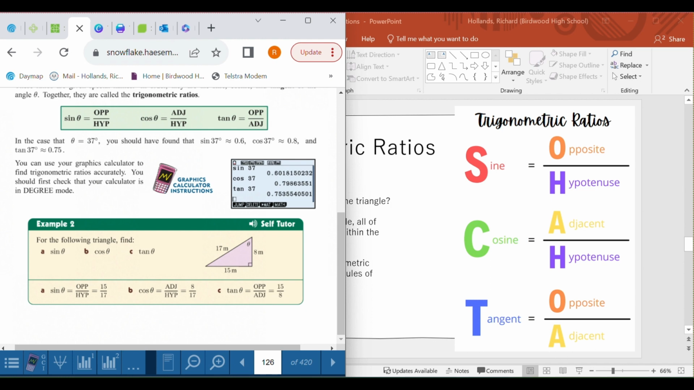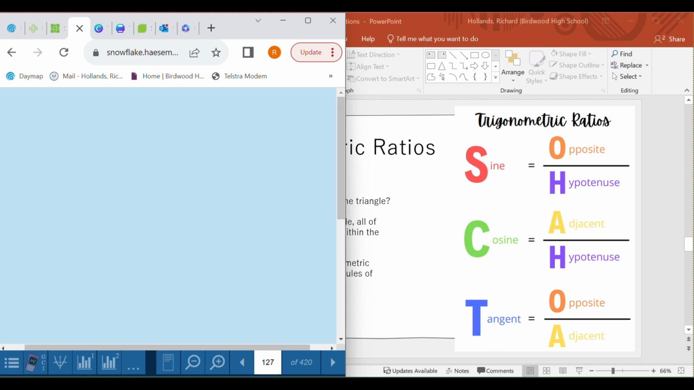So here it's just asking us: for the following triangle, find the sine, cosine, and tan of beta. So we know that sine of beta equals opposite over hypotenuse. The opposite is 15 and the hypotenuse is 17. So sine beta equals 15 over 17. Same with adjacent over hypotenuse, 8 over 17. Alright, and so on and so forth.